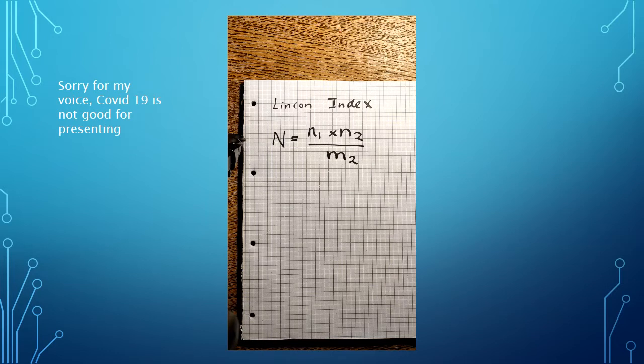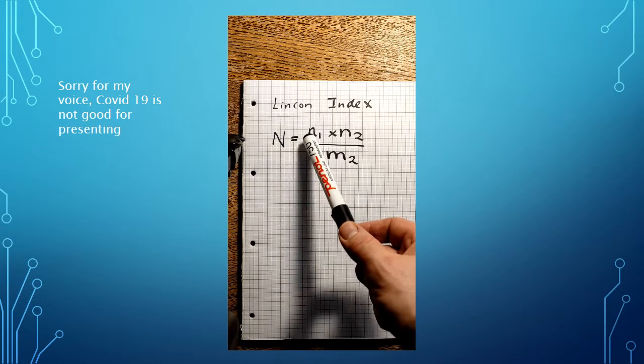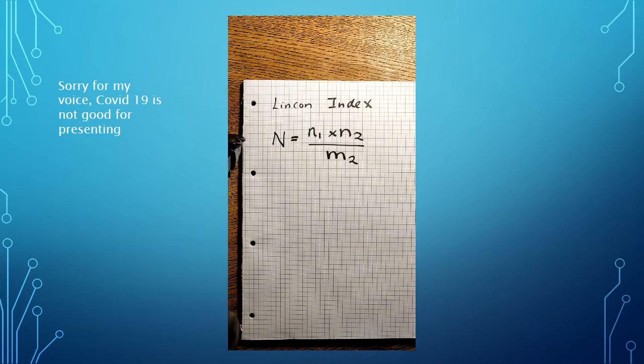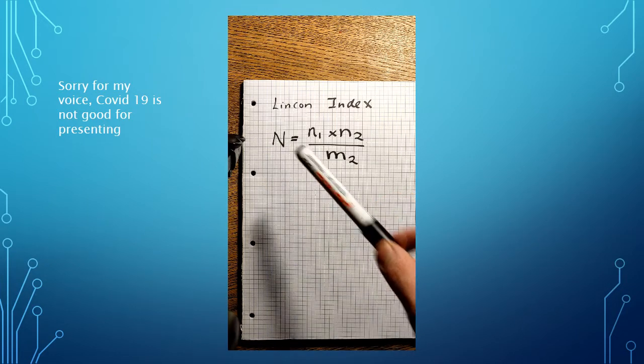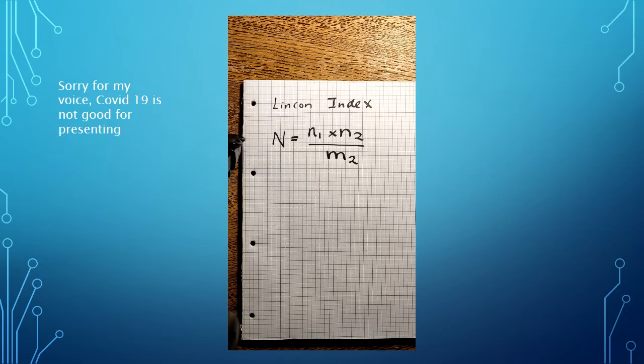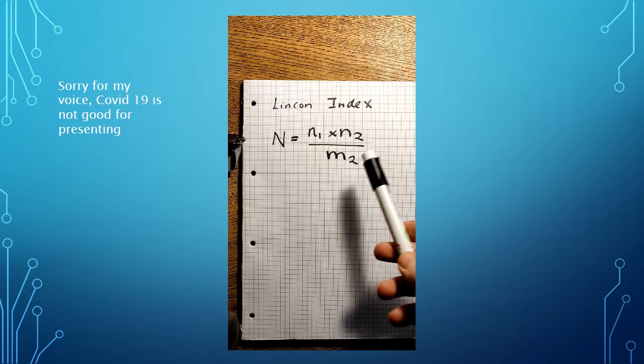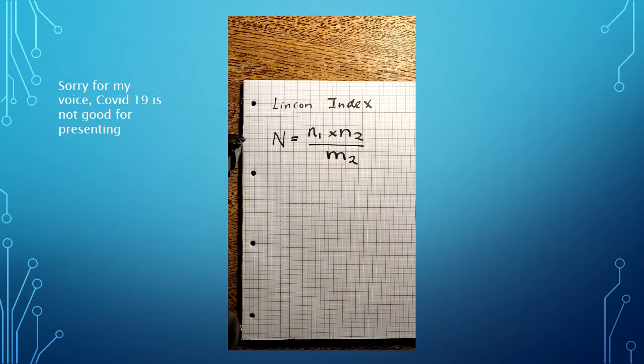And to do that we use a Lincoln Index. And the Lincoln Index uses the following formula: N equals N1 times N2 divided by M2, where N is the estimated population size, N1 is the number of individuals we capture in the first sample, N2 is the number of individuals captured in a second sample, both marked and unmarked, and M2 is the number of marked individuals recaptured in the second sample.